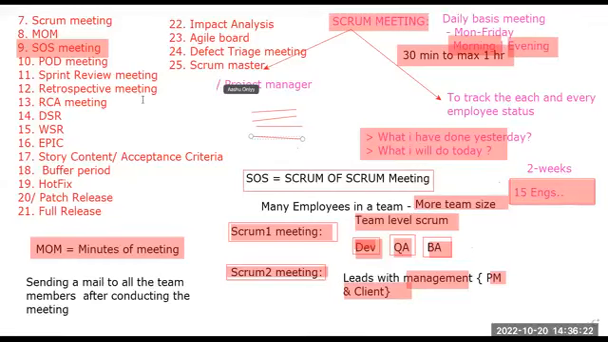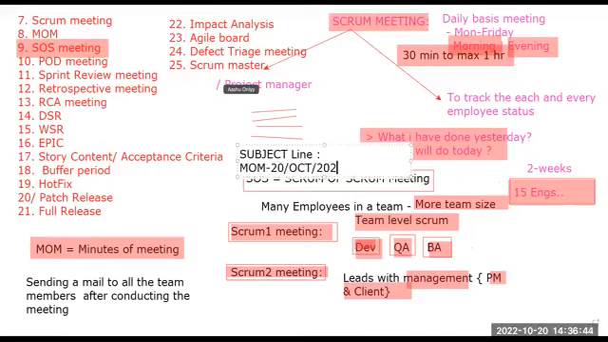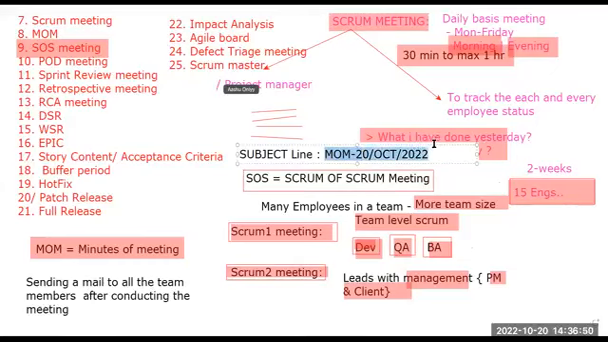For this MOM email, there will be a proper subject line. In the subject line they can mention MOM, then the date. Let's say today is 20th of October, so they can mention MOM 20th October 2022, and in this email they can highlight all the key points. Clear? Yes. Okay, so that is MOM.